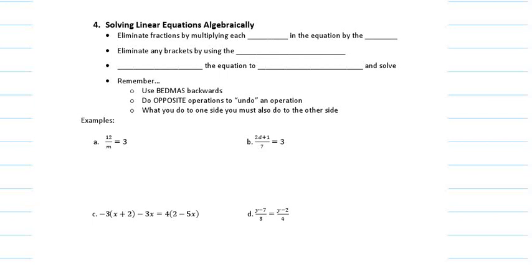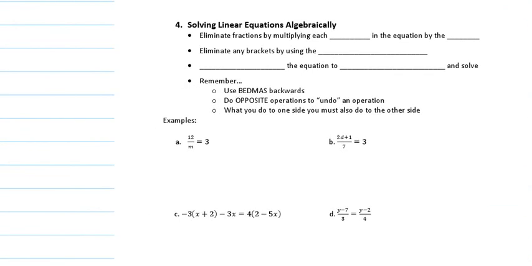Let's review a few things. What would be the opposite operation of multiplication? Division. What would be the opposite operation of addition? Subtraction. Opposite of subtraction. Opposite of division. What's the opposite of square? Square root. So the opposite of square is square root. These are things that you should know.